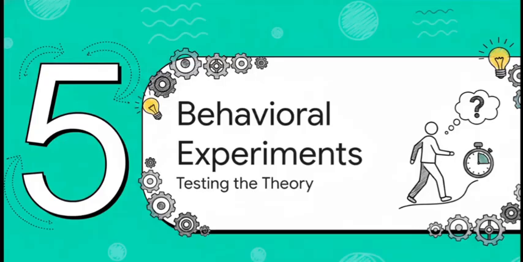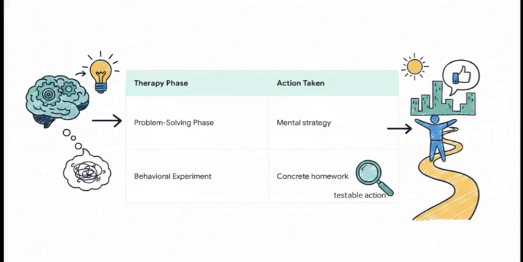Finally, Section 5, designing behavioral experiments, the fourth and final milestone of the live session. Let's see how this builds into real-world application. The problem-solving phase is all about forming the mental strategy in the therapy room, but that is immediately followed by the ultimate action step, creating an individualized behavioral experiment. Right around the 13:02 mark, Dr. Ho helps Kyle translate their strategy into concrete homework.